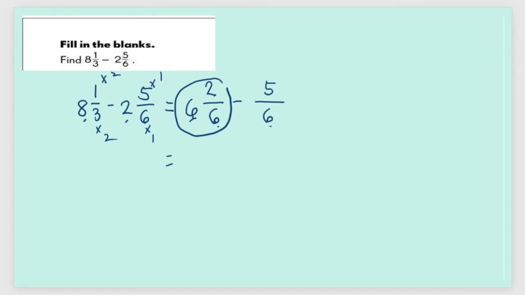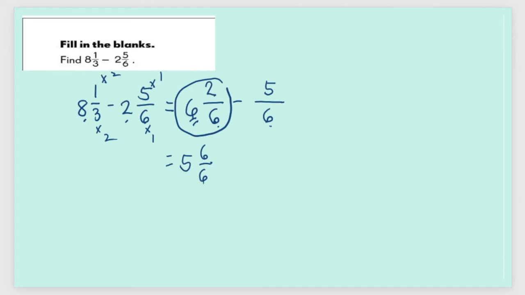Let's rename the whole number. 6 can be renamed as 5 and 6 over 6. Because 6 over 6 is equivalent to 1. And 1 plus 5 is 6. So their values didn't change at all.